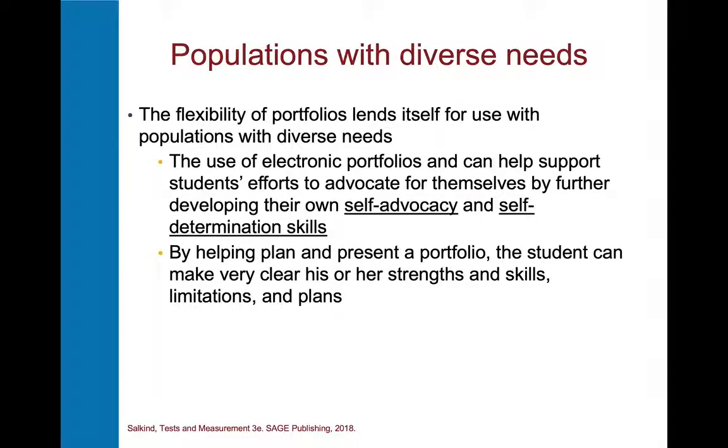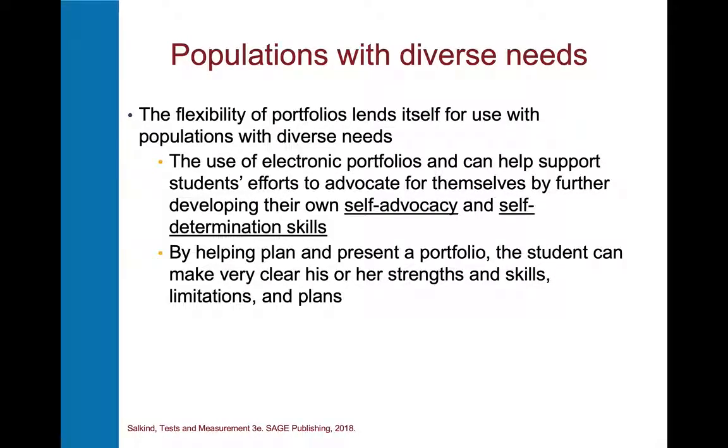Now, the flexibility, and this is the last topic in this chapter, the flexibility of portfolios lends itself really nicely for use with populations with diverse needs or populations with special needs. So, for example, an article in 2006 that was cited in your textbook discussed how using electronic portfolios can help students' efforts to advocate for themselves, by basically developing their own self advocacy and self determination skills. Self advocacy and self determination skills, these are two very important sets of skills for success later in life.